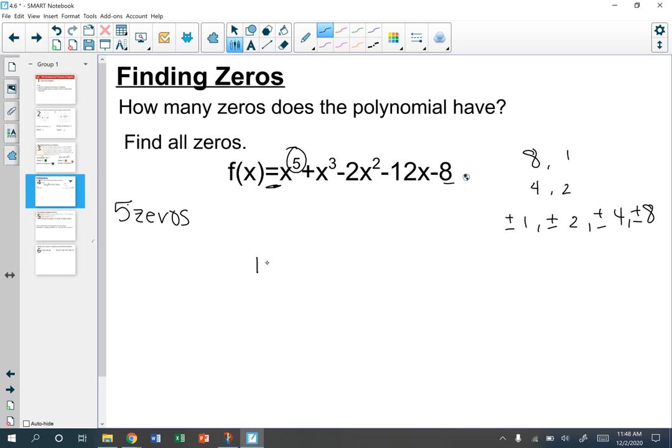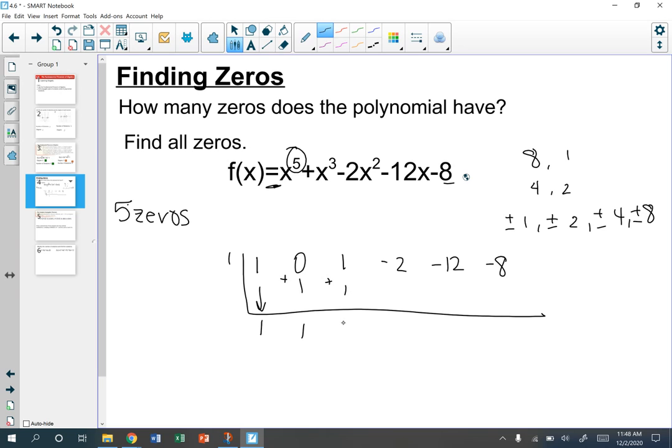My coefficients are 1, 0, right? We're missing that x to the 4th term. 1, negative 2, negative 12, negative 8. And then again, I'm just going to start with 1. So go ahead and do our synthetic division here. Remember, we're adding these. 2 times 1 gives me 2. Negative 12 times 1 is negative 12. Well, that doesn't give me a remainder of 0 right here. You get a remainder of negative 20.